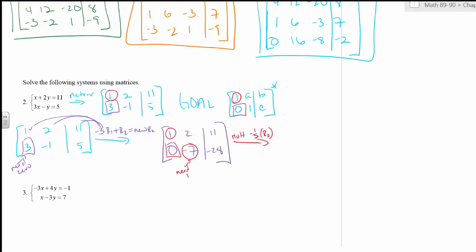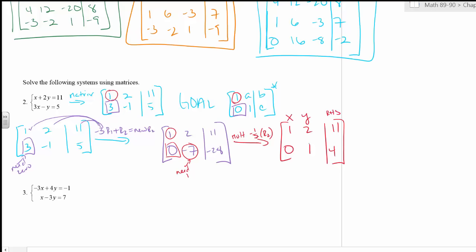When you do that, -1/7 times 7, notice the top row is not changing. Bottom row, -1/7 times 0 is 0. -1/7 times -7 is +1. That's what we wanted. And -1/7, or divide by -7, the -28, and you end up with 4. So how do you read this? Well, remember, this was the x column, this was the y column. This was the right-hand side, RHS.